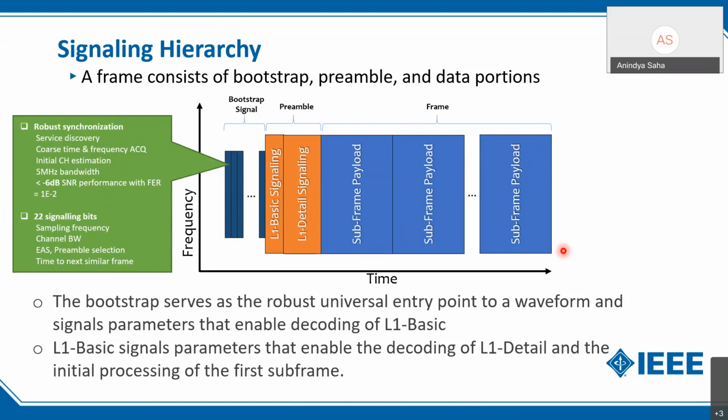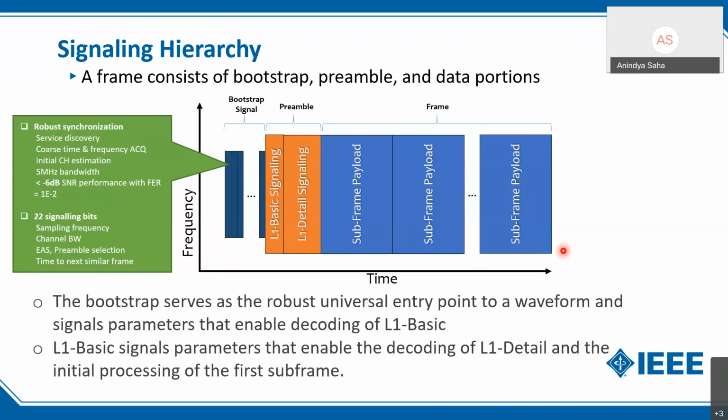Let's just think about it a little bit. For example, if you have a receiver which is receiving this waveform, it will first decode the bootstrap. And it will look at the service template of that and figure out whether it should go ahead and decode the remainder of the preamble and the data payload, or it should skip that. The bootstrap signal gives you the flexibility to do that by decoding the parameters which are present. And that is why it is also called the entry point.